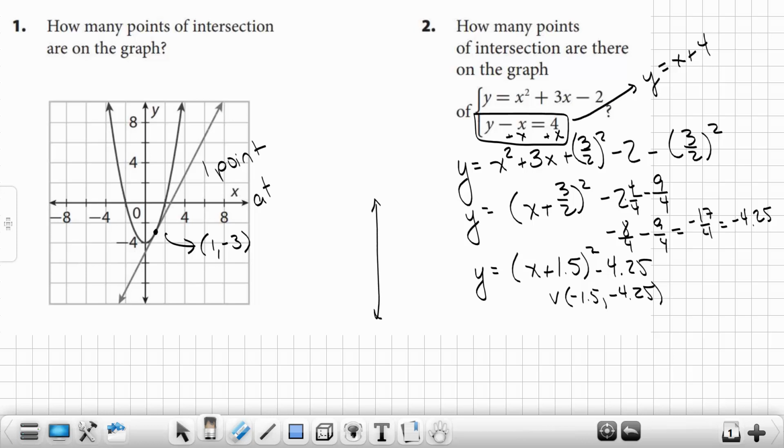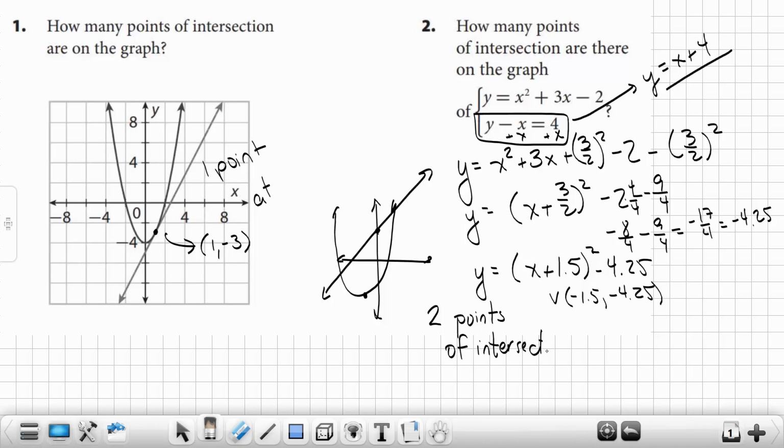So the fact that our parabola has a vertex at -1.5, -4.25, I can just kind of put it right there. And I know my parabola is going to look like a parabola. My line, way up here, goes through 4, maybe right there, and has a slope of 1 over 1. So it's just going to be a diagonal line. So it's pretty obvious that this is going to cross twice, and that's the only thing. So how many points of intersection? There are 2 points of intersection.